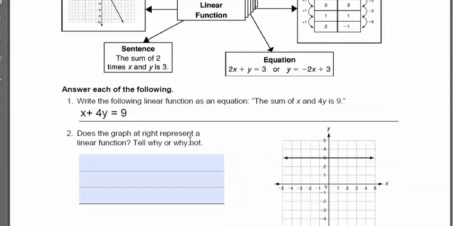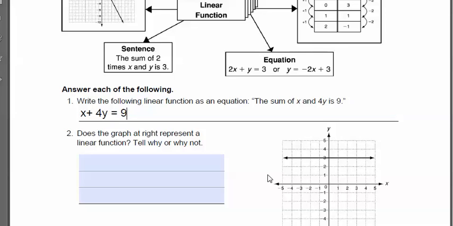Now it says, does the graph at the right represent a linear function? Tell why or why not. Well, it certainly is a line, and it looks to me like that indeed would be a function because it has several things that it has to have. It has each element in the domain. The domain is the x value. Every x value is going to 1 and only one y value. So -4 is going to 3, -3 is going to 3, -2 is going to 3. They're all going to the same y value, but that's okay.